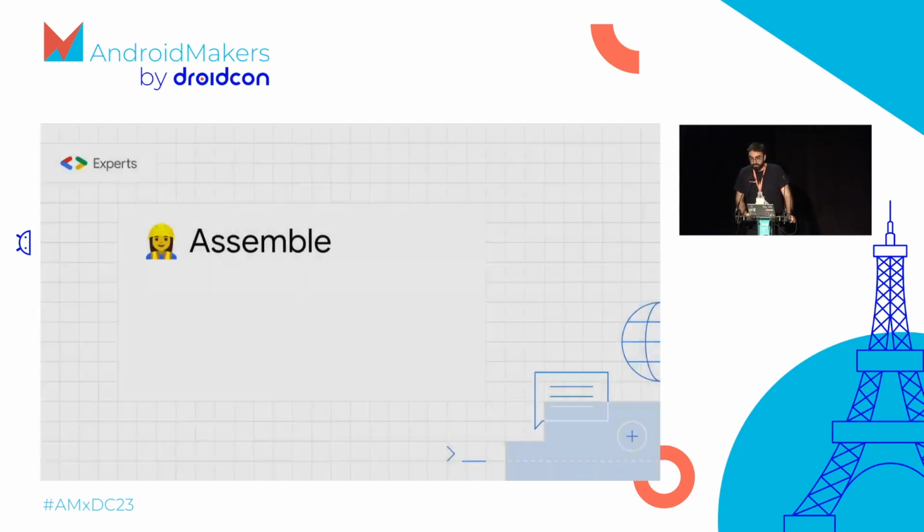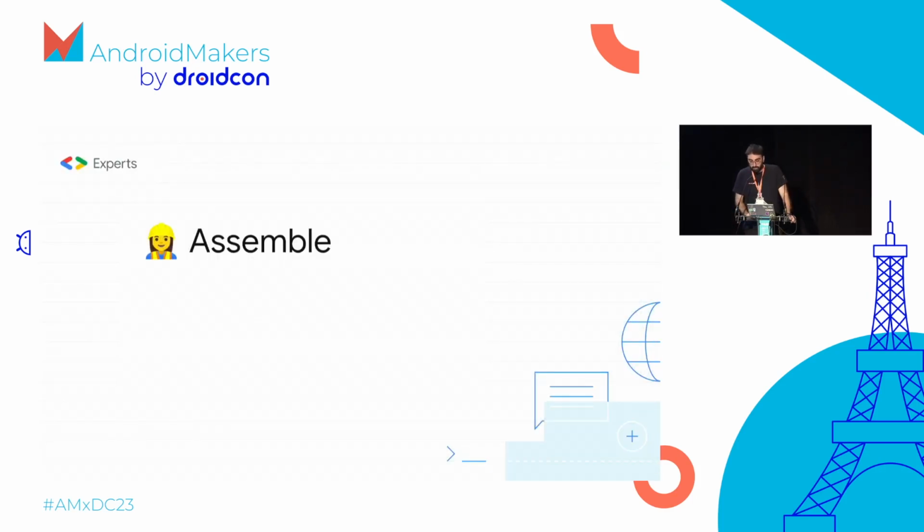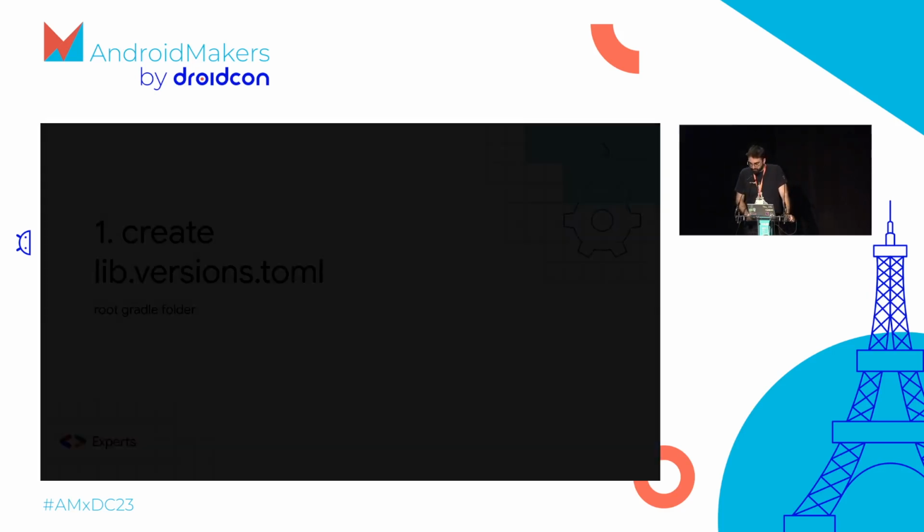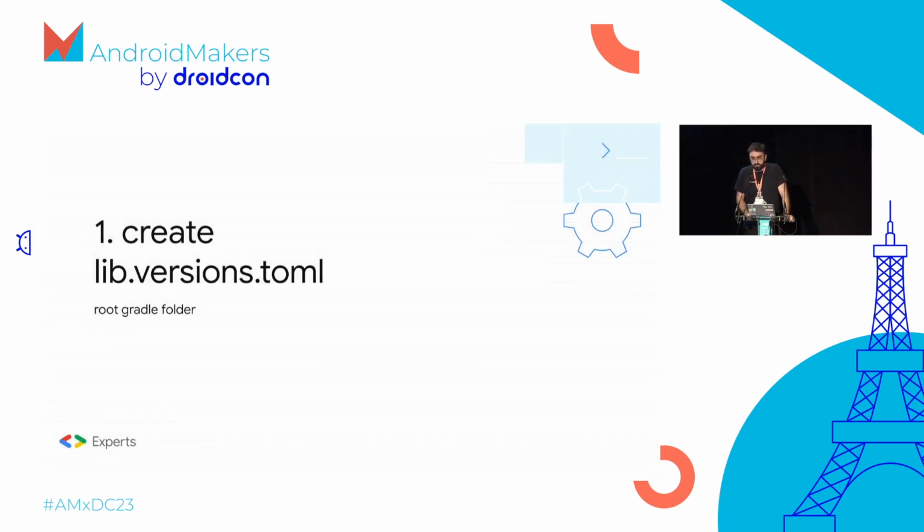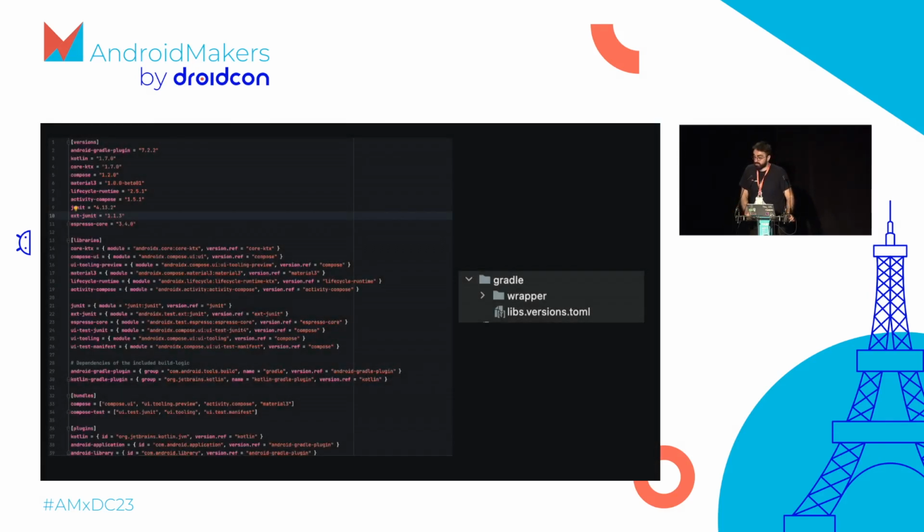So let's go to the building part. I will not be live coding because it would be a tedious job. I'll just show you some building blocks, and we can actually continue this topic outside later if you are interested. First of all, we need to create the libversions.toml file, which is usually placed in the root Gradle folder, but you can place it wherever you want. You just need to point to the correct directory later. It looks a bit messy on this screen, but this is what the libversions.toml looks like.